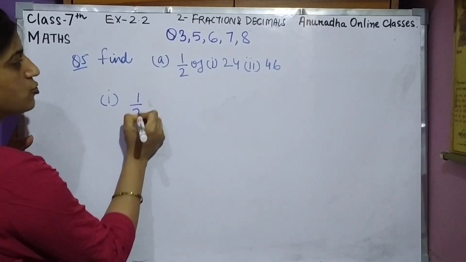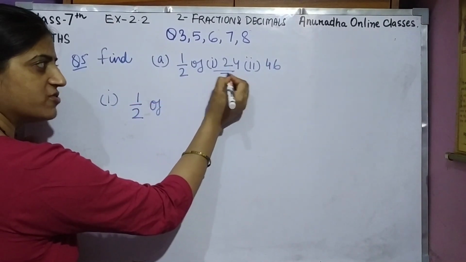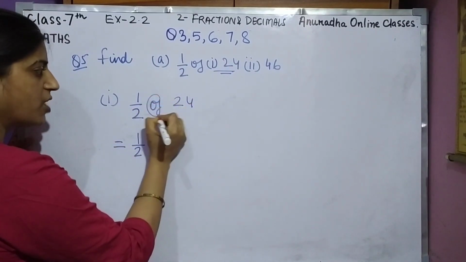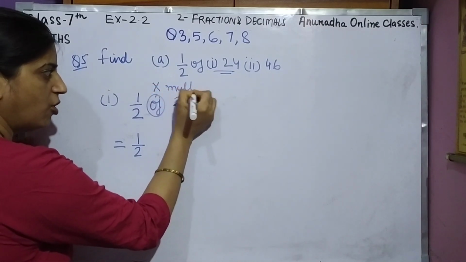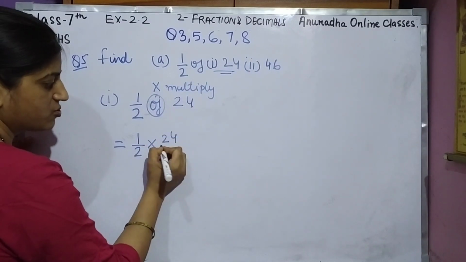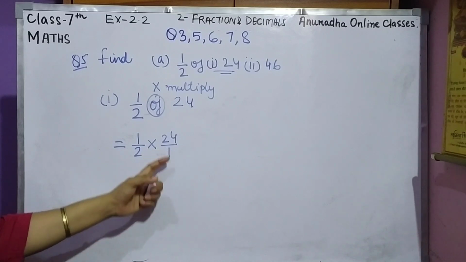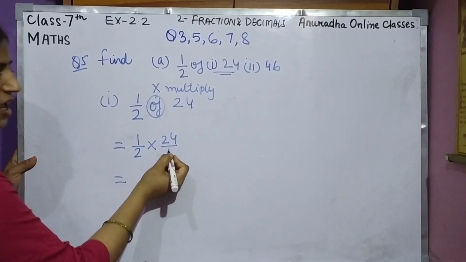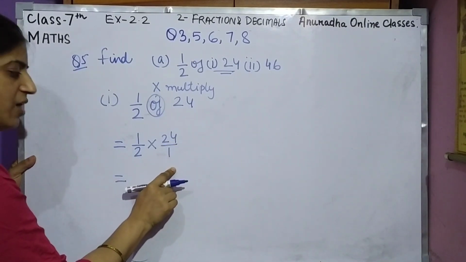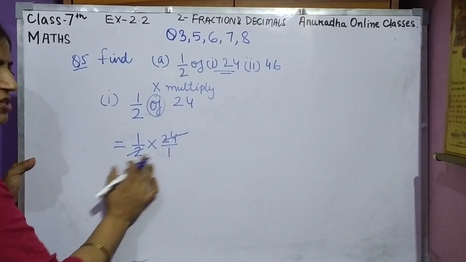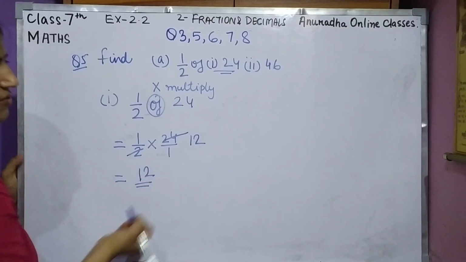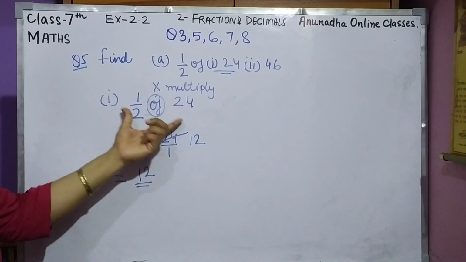That is 1 by 2 of 24. Right? Now 1 by 2 of. What does of mean? Of means multiply. So we will put the multiplication sign. This is 24 upon 1. Of 24 means 24 upon 1. Do put 1 below so that you remember that this is the numerator and the denominator is 1 only. Okay. Now cut this. 24 will cut with 2. 2 1s are 2 and 2 12s are 24. So this is 12. So what is our answer? Our answer is 12. The product of these two is 12.